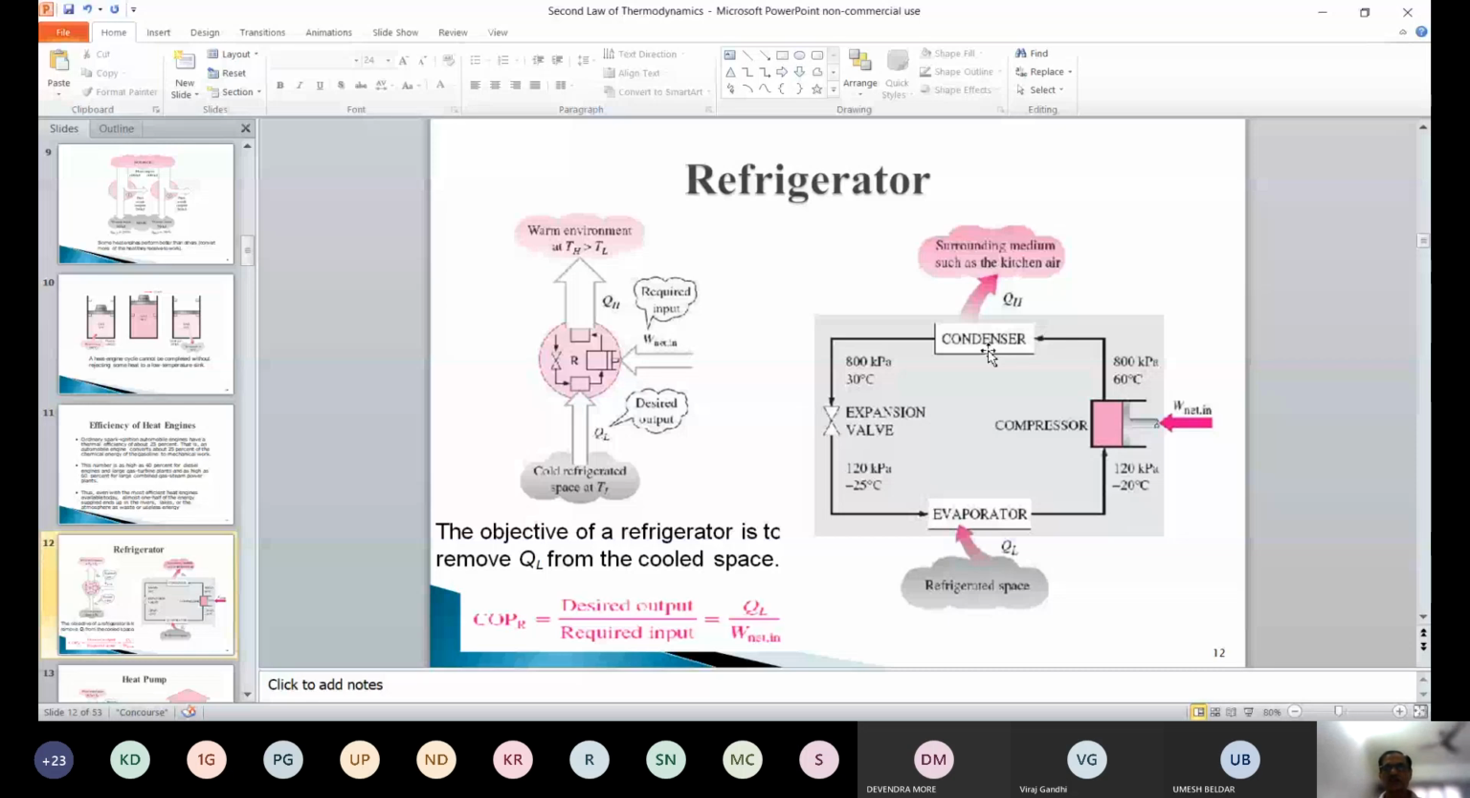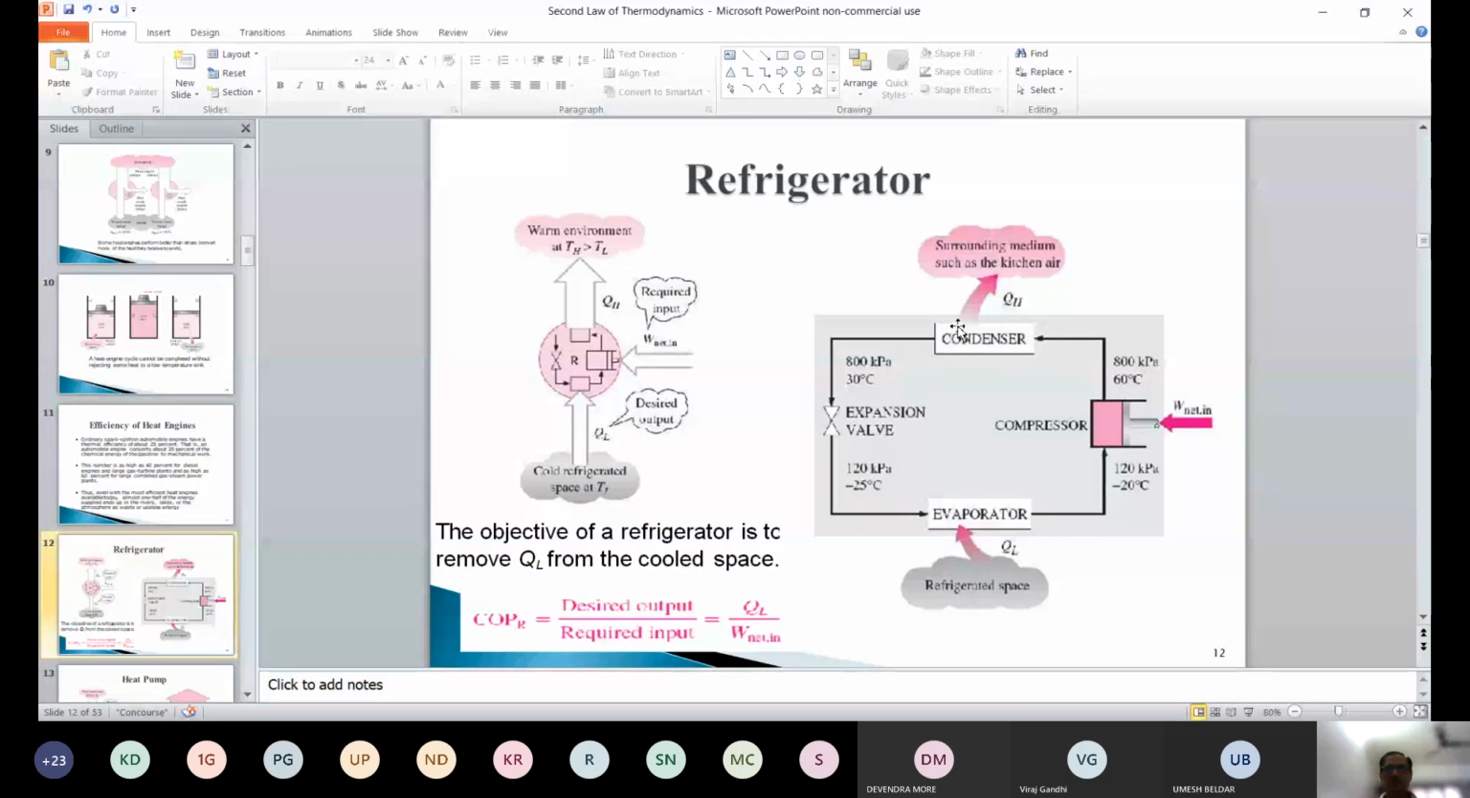Right? So it rejects the heat to the surrounding air and cools down the refrigerant from say 800 kPa. Pressure is the same, but temperature reduces from 60 degrees centigrade to 30 degrees centigrade. So it cools and condenses the refrigerant.